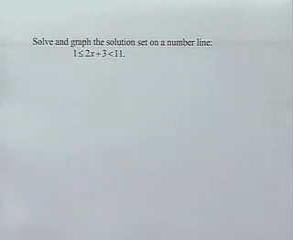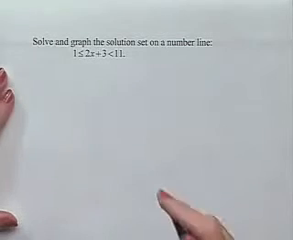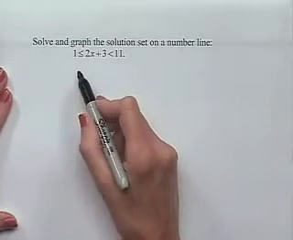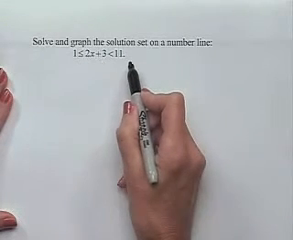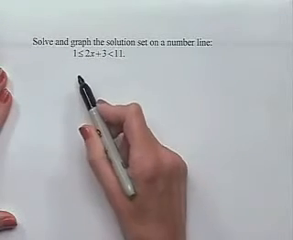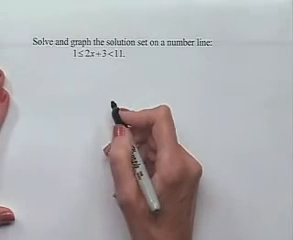In our next example, let's see how to work with a compound inequality. Solve and graph the solution set on a number line. 1 is less than or equal to 2x plus 3 is less than 11. In this compound inequality, we have 3 parts. We have a section to the left, a section in the middle, and a section to the right. Whatever we do to one section, we'll make sure we do to the other 2.